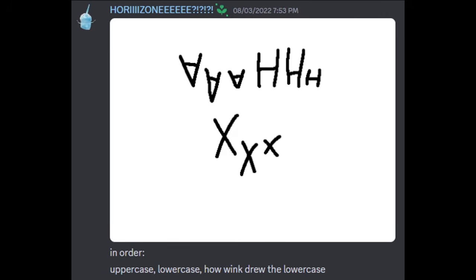At first they didn't really know what to call it. Popular suggestions were middle case and lowest case, but eventually they settled for how we drew the lower case, suggested by this Discord user here.